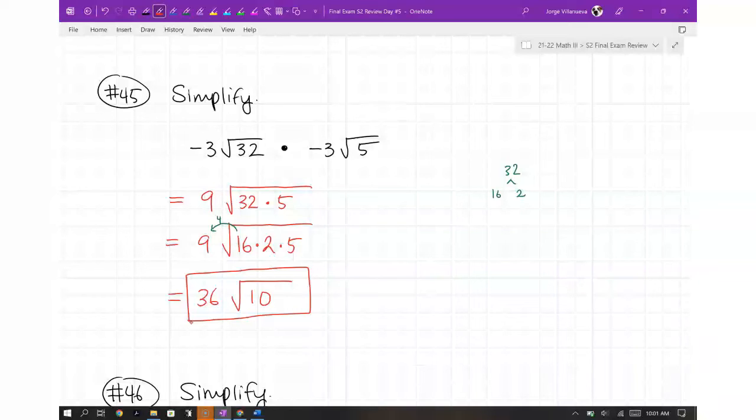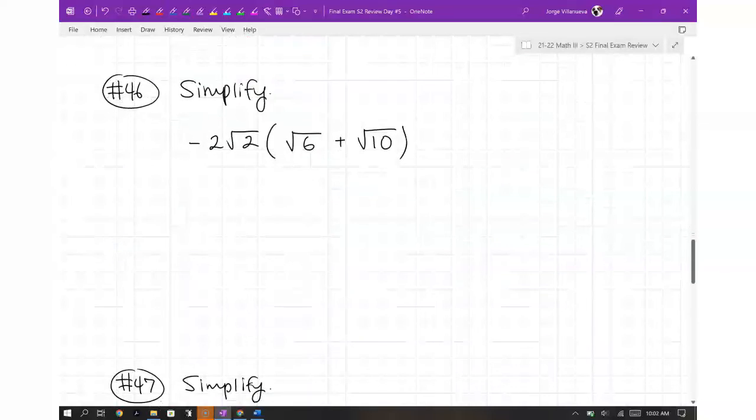Some people will argue that what I should have done is broken down 32 immediately into 16 times 2 and then multiplied out and then put everything back together. It's the same thing. It's the same process. But to me, it just seems easier. Let's put them together first so that there's less distractions and then break stuff down. Okay? So that's 45.